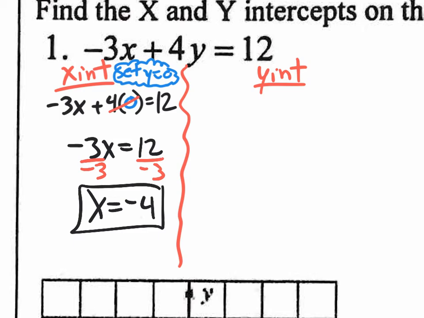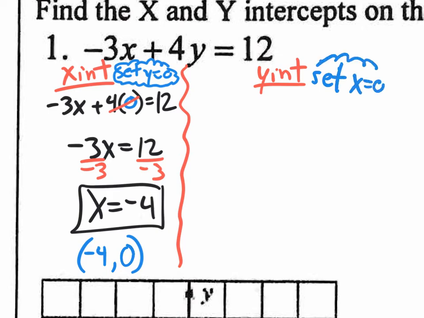If I wanted the actual coordinate, the x value is negative 4. And the y value, we said y was set equal to 0, so the y value has to be 0. That's your coordinate of where it's going to cross the x-axis. Now for my y-intercept, to find the y-intercept, you set x equal to 0. To find the x-intercept, you set y equal to 0.